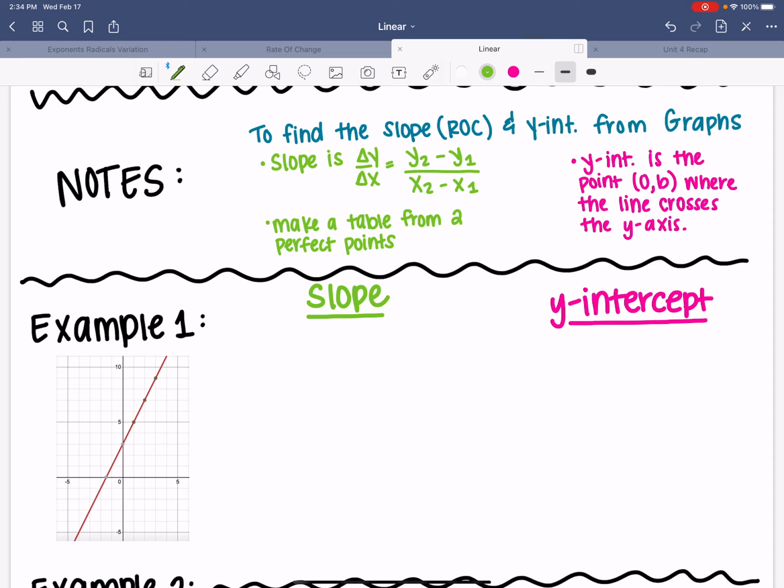So I can see from this graph, there's a perfect point here, there's a perfect point here, here, and so on. I could pick any of those perfect points. It doesn't matter which 2 I pick, but I could make a table with several of them if I wanted to. Okay, so using this point here, the y-intercept is actually 0, 3.